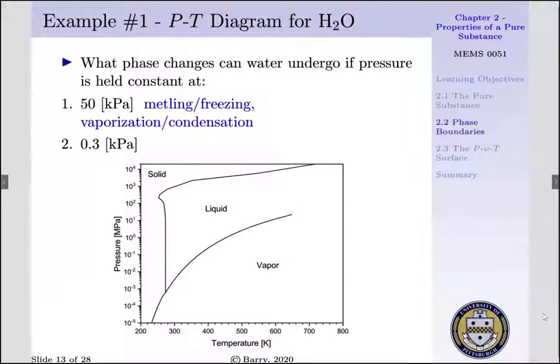So we can have melting and freezing depending upon how we cross our fusion line, and we can have vaporization or condensation, i.e. boiling and condensation, as we cross our vaporization line. Now 0.3 kPa would be 3 times 10 to the minus 4th megapascal, and we see this crosses our sublimation line. So the only two processes that can occur underneath this constant pressure process would be sublimation or deposition, depending upon the direction.